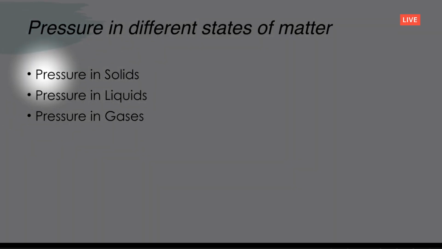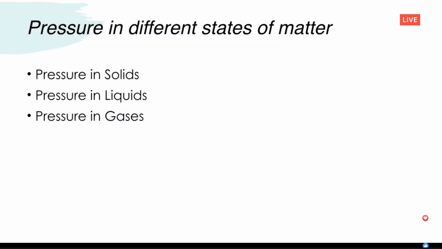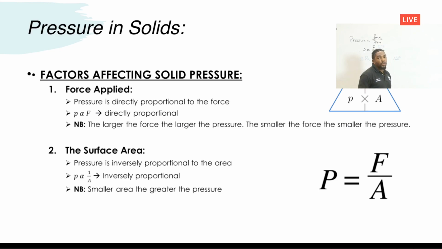So the first thing is pressure in solids. Now, as you know, we already established that pressure is the amount of force per unit area. Now, in the case of solids, we say that there are 2 main factors that influence pressure in solids, which are 1, the force applied, and 2, the surface area of the point of contact. Right? As you can see on the slide. So the first one says that pressure is directly proportional to the force applied. Pressure is directly proportional to any force that is applied.